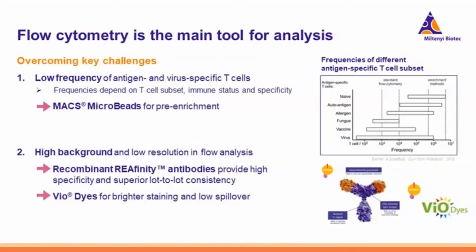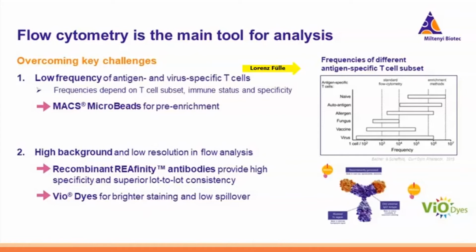And these limits and challenges were already illustrated years ago in a very nice publication by Bacher and colleagues, where the authors state that despite its high sensitivity, flow cytometry is always limited by the number of events that can be recorded, as well as the staining background, which is typically between 0.01 and 0.1%. So these limitations really restrict the analysis of rare cells, like, for example, virus-specific T cells.